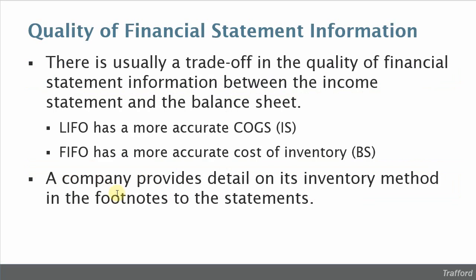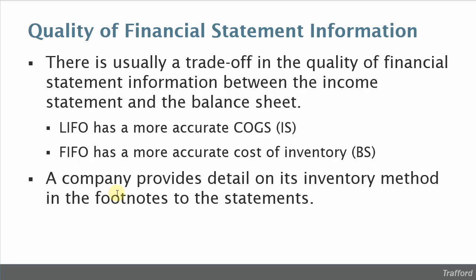Well, now that we've talked about some of the motivations for choosing a method, let's consider which methods result in what we would consider to be a higher quality of financial statement information. As there is often in life, there's a trade-off in the quality of financial statement information between the income statement and the balance sheet. LIFO is going to result in what most people would consider to be a more accurate cost of goods sold on the income statement.